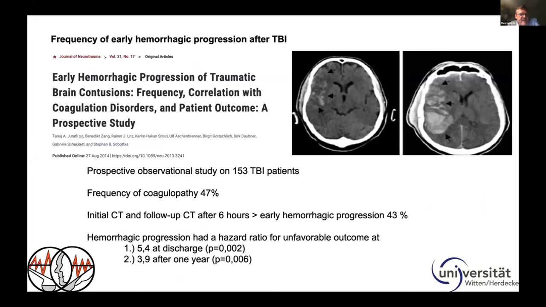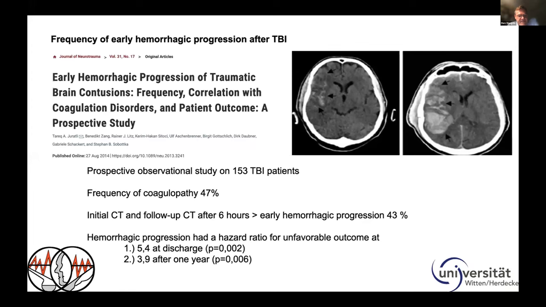And this is just an example. There are quite a number of papers published on hemorrhagic progression along with TBI. This is a prospective observational single center study from Dresden University Neurosurgical Department on 150 TBI patients. In this particular cohort, the frequency of hemostatic derangement was around 1 in 2. Around the same number actually displayed hemorrhagic progression in the follow-up CT after 6 hours.